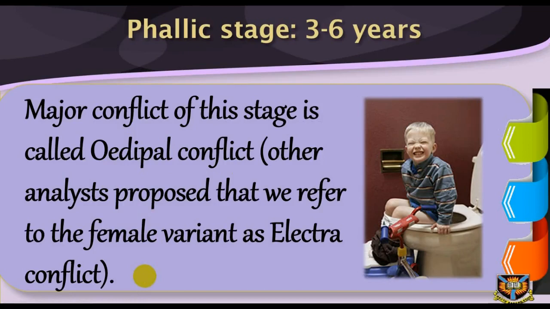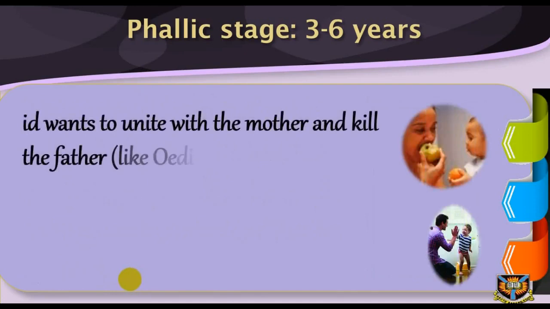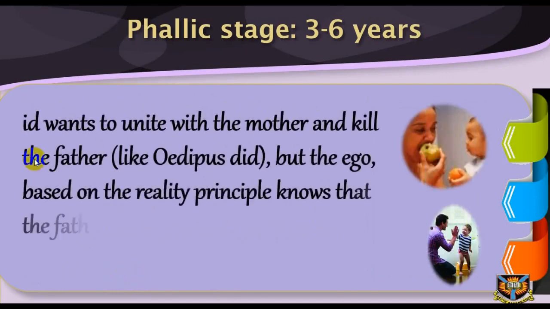As the child develops, however, it starts forming a sexual identity, and the dynamics for boys and girls alter. For both sexes, the parent becomes the focus of drive energy. For the boy, the mother becomes more desired, while the father is the focus of jealousy and rivalry, since he is the one who sleeps with the mother, but still he is one of the main caregivers. The id wants to unite with the mother and kill the father, like Oedipus did. But the ego, based on the reality principle, knows that the father is stronger.